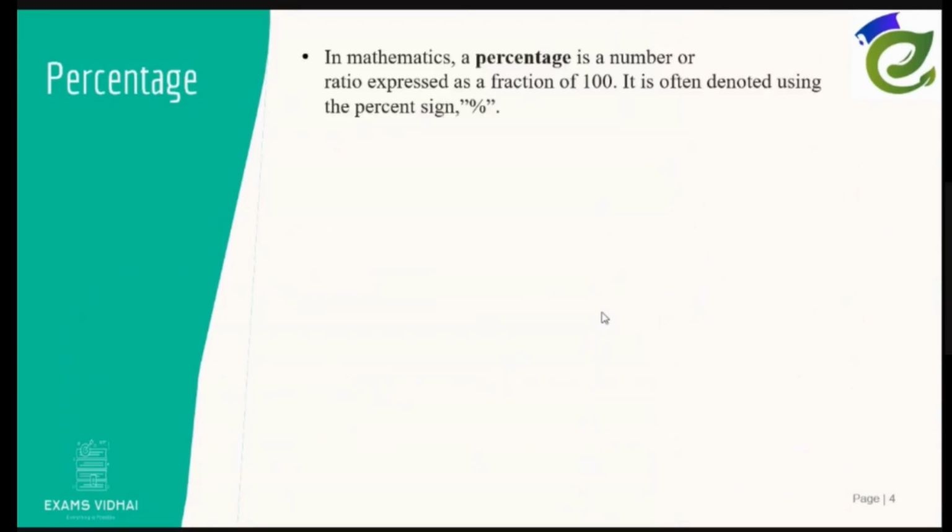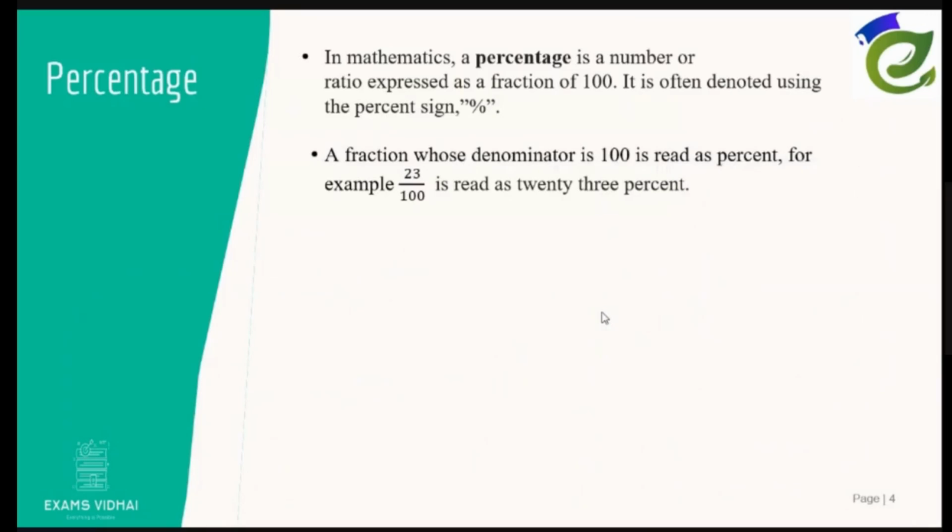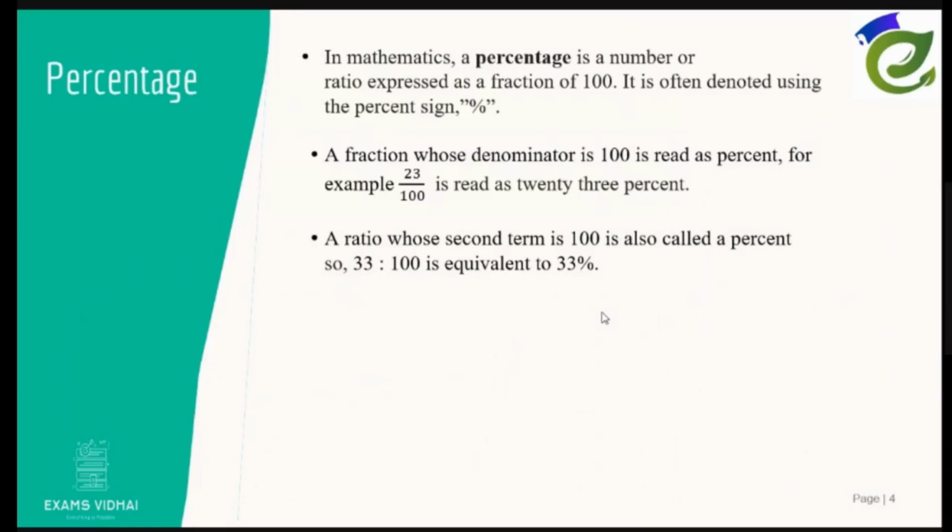Percentage. In mathematics, a percentage is a number or a ratio expressed as a fraction of 100. It is often denoted using the percent sign. A fraction whose denominator is 100 is read as percent. For example, 23/100 is read as 23%. A ratio whose second term is 100 is also called a percent. So 33 is to 100 is equivalent to 33%.